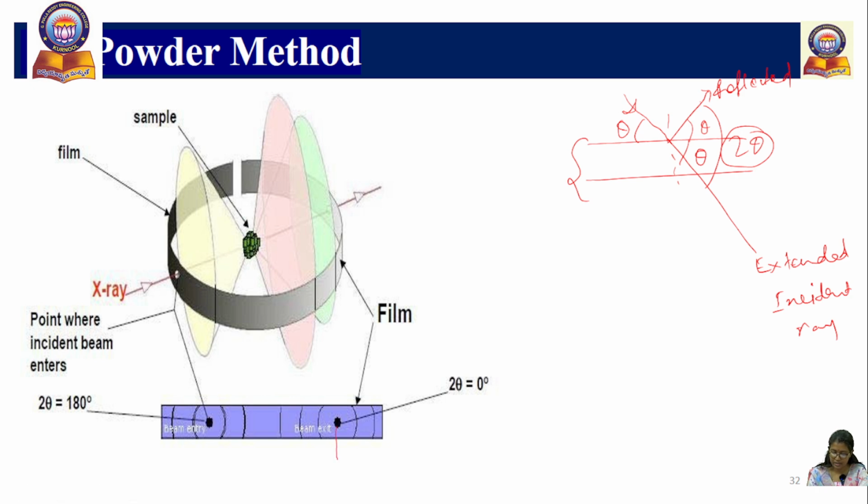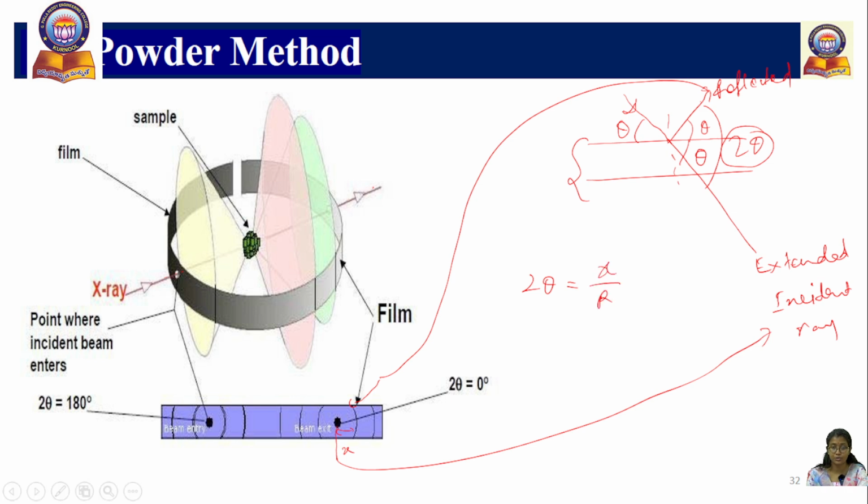Okay, so that's why from here this is the exit hole. Like this is the exit hole, means what? X-ray is incident, and it is coming out, so you can say this is the extended incident ray. This exit hole is nothing but the extended incident ray. This reflected ray is nothing but this curve. So finally we can say that from this to this will give us 2 theta. So if this arc length is x, radius is r, 2 theta equals x by r.